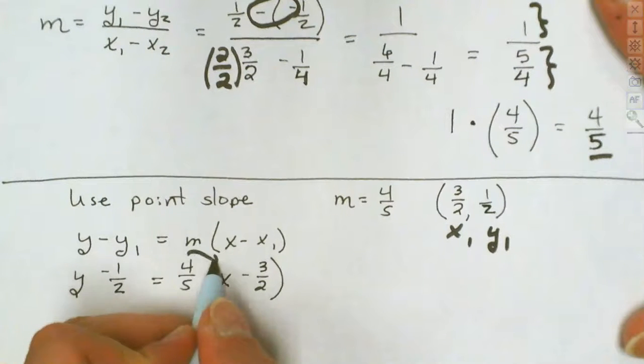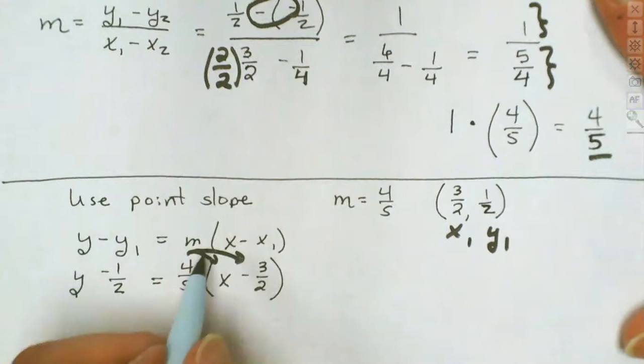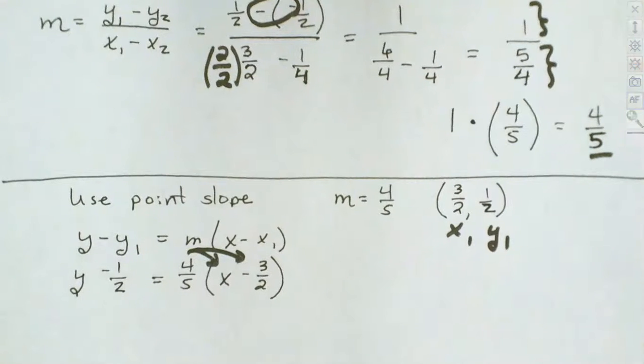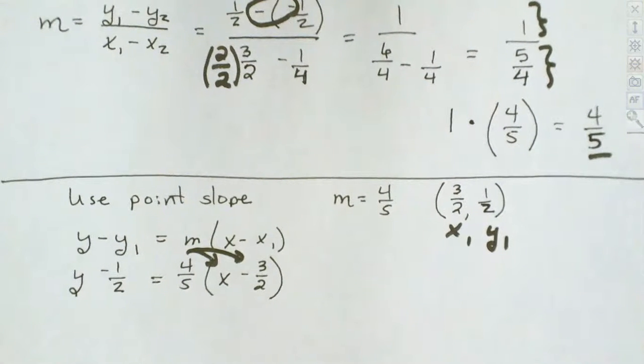Distribute that 4/5 through, and then we'll clear our fractions. And there's only one of these in your homework, and you're not going to see this on an exam, but I did want to give you one of them in your homework like this, and that's question 12. There's only one of them.